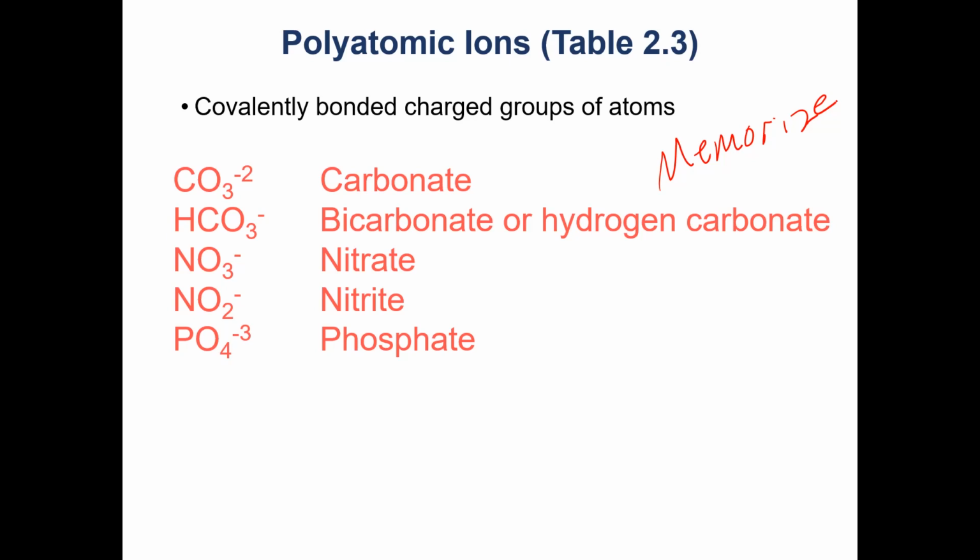So polyatomic ions are covalently bonded charged groups of atoms. They function as a group, they're covalently bonded together, and they function in the same way that an anion would. So CO3 2 negative, CO3, functions in the same way as a sulfur anion would. It's just that it's a group of atoms rather than just one anion by itself.